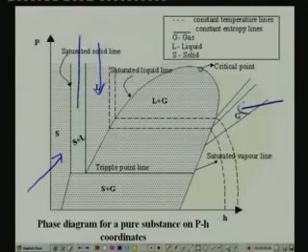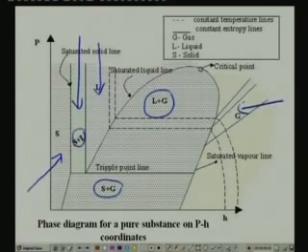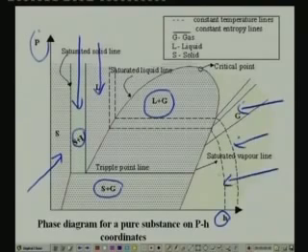For example, this is the region in which solid and liquid exist in equilibrium. This is the region in which liquid and gas exist in equilibrium, and this is the region in which solid and gas exist in equilibrium. So this is a typical phase diagram of a pure substance on P-h coordinates. That means we have h on the x-axis and P on the y-axis, and these lines show the isotherms. That means constant temperature lines, and the temperature increases in this direction.